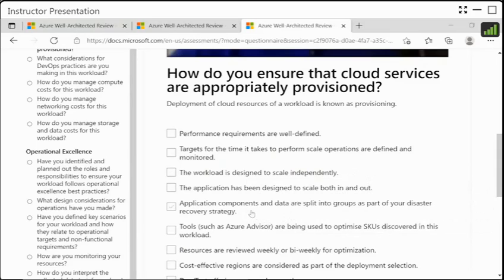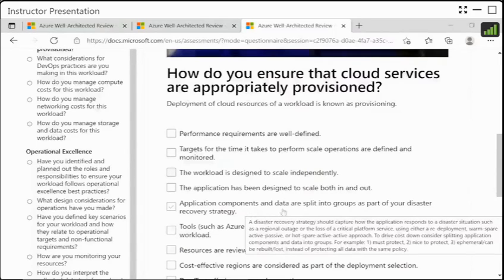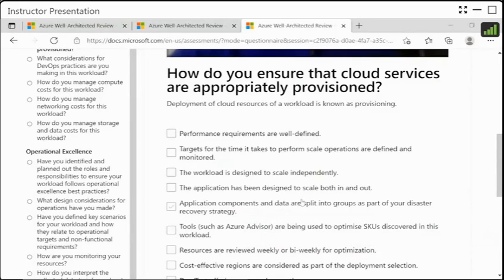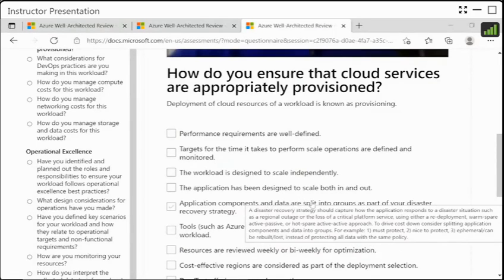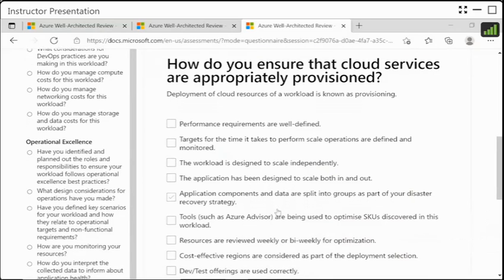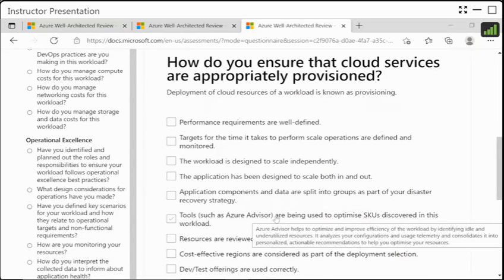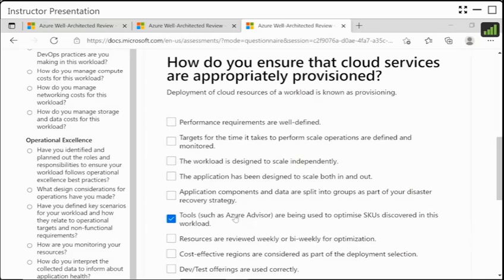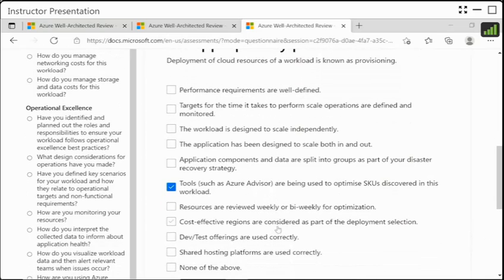And oftentimes we see this because a lot of times companies or organizations just don't know that these capabilities are here. They started using Azure and they have not been through proper training to understand these features. So I will say tools such as Azure Advisor is being used, because Azure Advisor comes as part of your Azure subscription. So I'll put that there. Resources are reviewed weekly or bi-weekly for optimization. Yes, we're doing that.